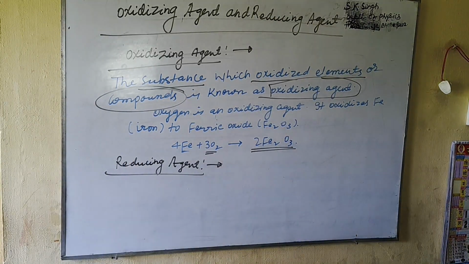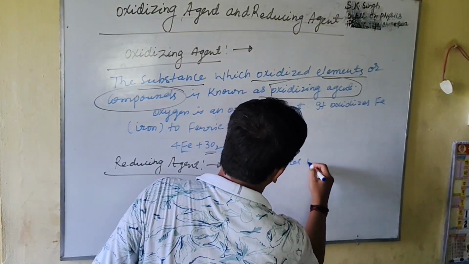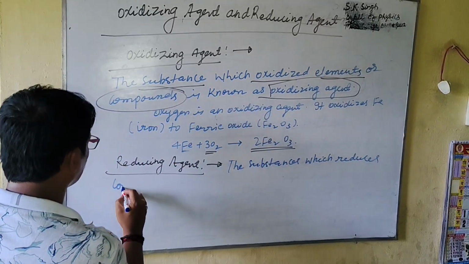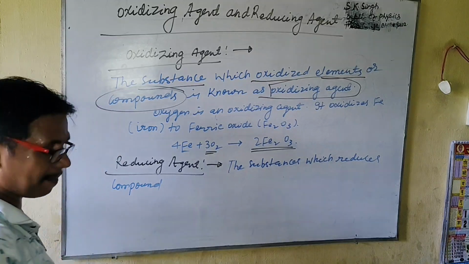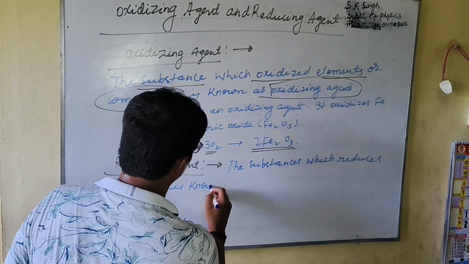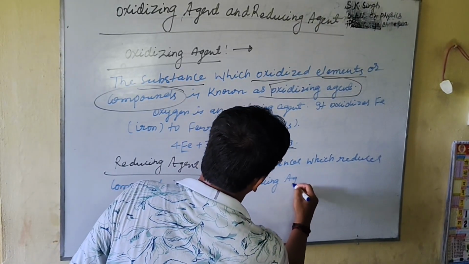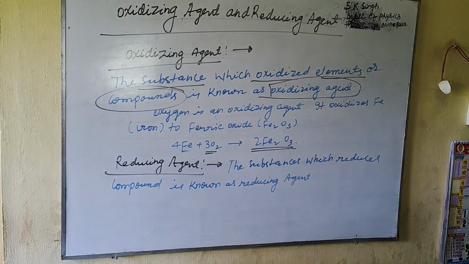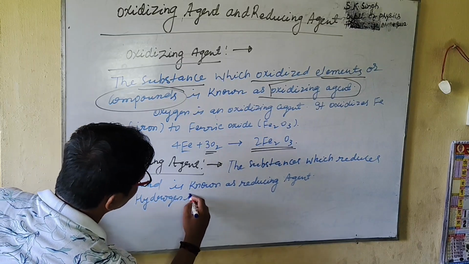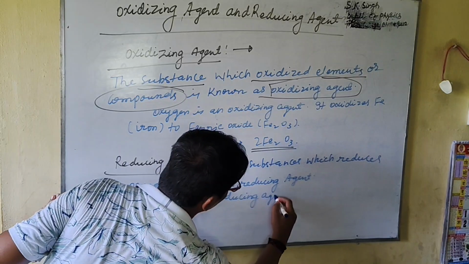The substance which reduces a compound is known as a reducing agent. Here hydrogen is a reducing agent. We can take hydrogen as a reducing agent.